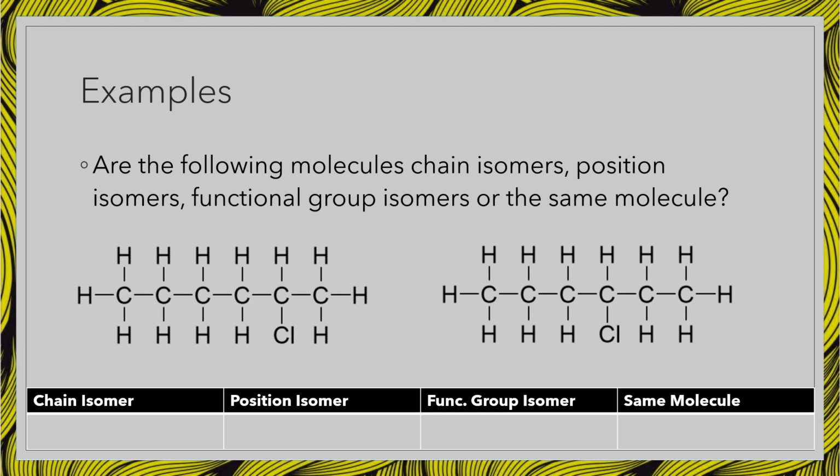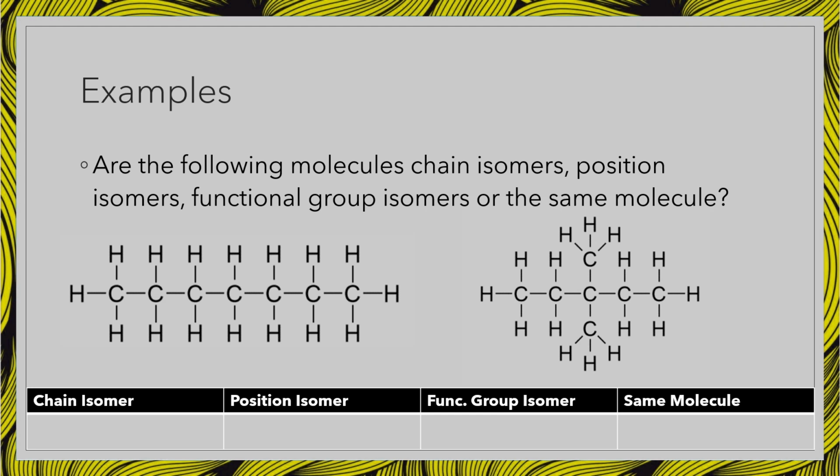Okay. What type are they? Are they a chain isomer? Are the chains different? No. They're both 6 carbons long, so they're both hexanes. Is it a position isomer? Well, yes, because the chlorine has gone from position 2 to position 3. So it's a position isomer. Is it a functional group isomer? No, because the functional group's the same. And is it the same molecule? No. They're different. So in this case, it's a position isomer.